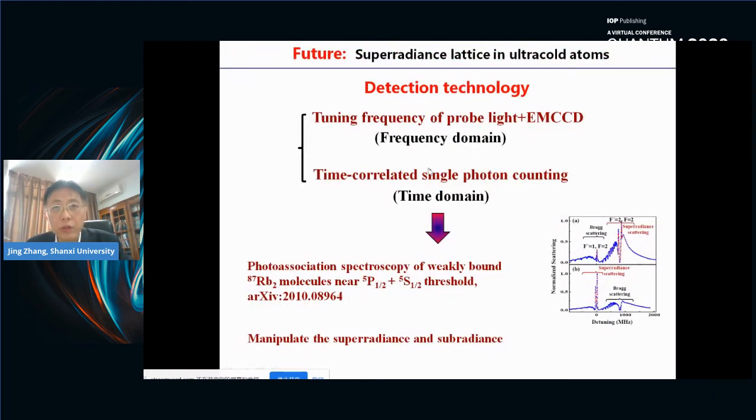In conclusion, we generate a new type of superradiance lattice and use two technologies to measure its features in the frequency and time domain. The results from the two technologies confirm each other. In this system, we can further study photoassociation spectroscopy of weakly bound rubidium molecules near the threshold and manipulate the superradiance and the subradiance.